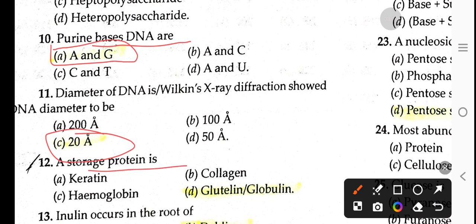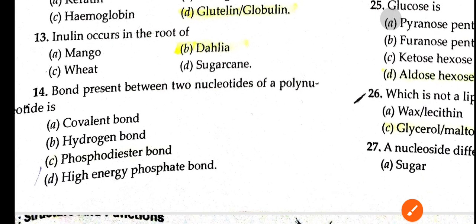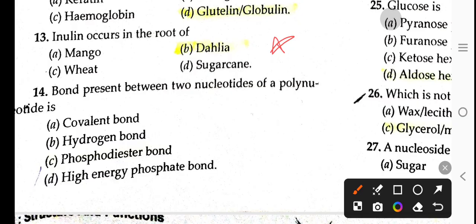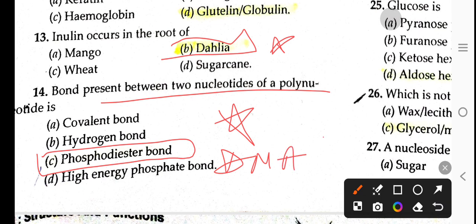Next one is: a storage protein is. Out of the given options, it is globulin or glutenin. It is the storage protein. Inulin occurs in the root of, it is also important, so it is present in the dahlia. The bond present between two nucleotides of a polynucleotide is the phosphodiester bond, which is found in DNA and RNA. It is formed between two nucleotides of a polynucleotide chain.